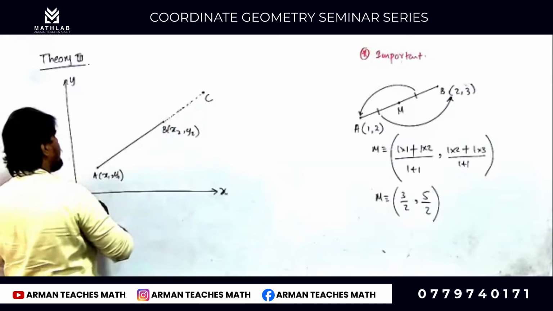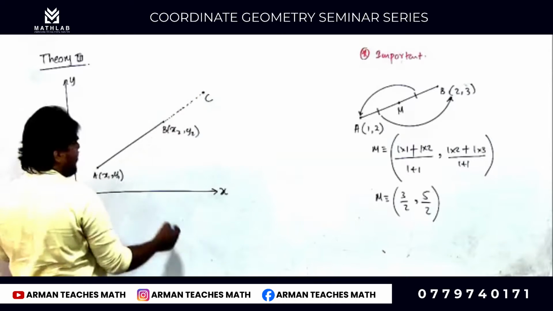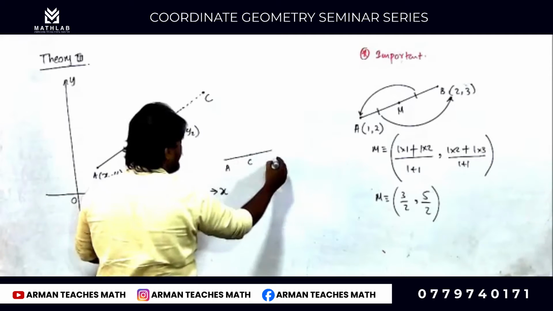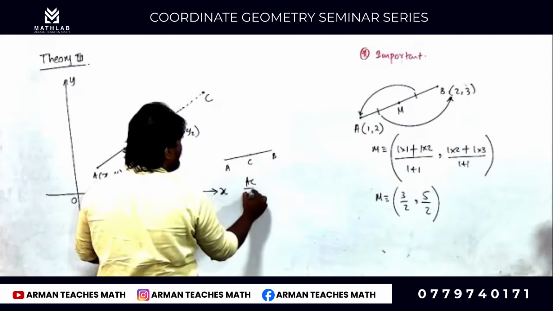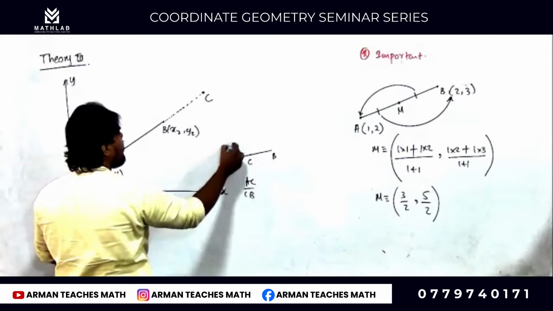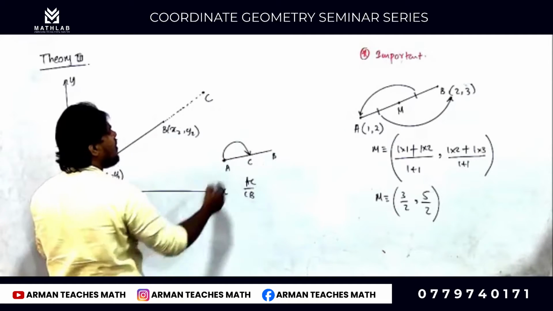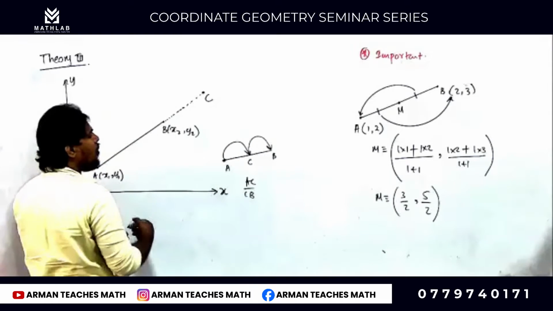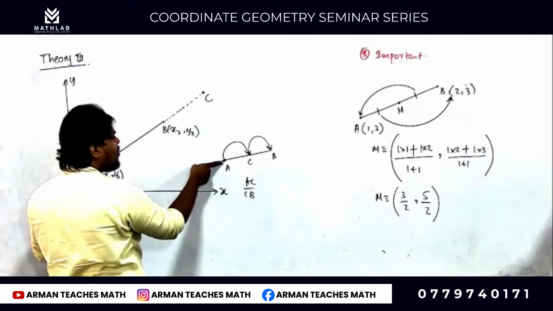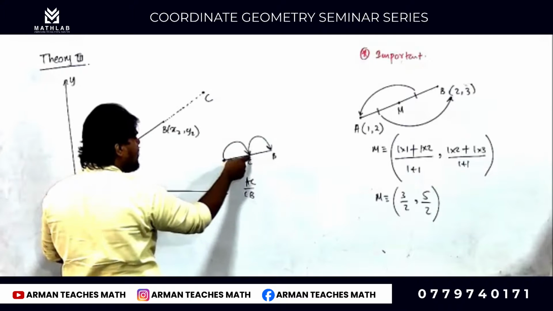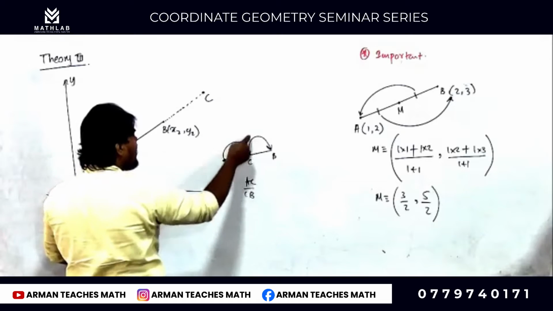Here, AC divided by CB. If it is divided internally, how do we write the ratio? AC is to CB. From one edge to the point that is dividing the straight line, and from that point to the other edge. That's the way you have to follow. From one edge you start, go to the special point, and from that point reach the other end.